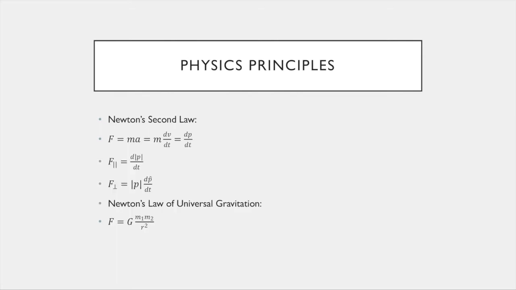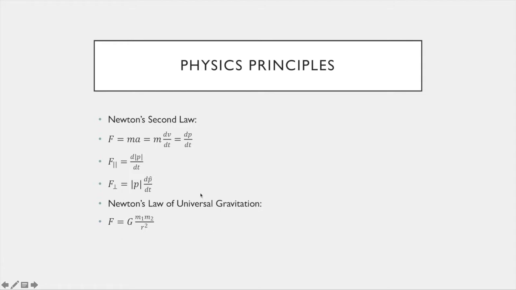The main underlying physics principles in this experiment are Newton's second law and Newton's law of universal gravitation. Newton's second law tells us that the net force acting on an object is equal to the object's mass times its acceleration. This can be rewritten as mass times the derivative of velocity, which is the same as the derivative of momentum. We also know that the parallel component of the net force is equal to the derivative of the magnitude of the momentum. The perpendicular component of the net force is equal to the magnitude of the momentum times the derivative of its direction.